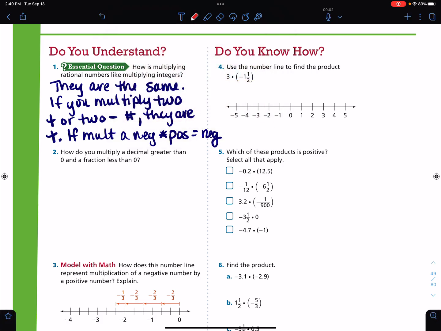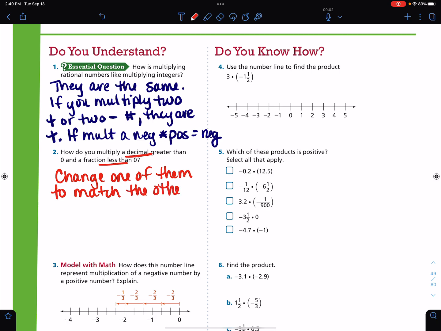Thank you, everyone. This one: if you multiply a decimal greater than 0 and a fraction less than 0, change one of them to match the other. And I guarantee you that's not the book's words, these are mine. So you need a fraction with fraction, or decimal with decimal. Okay.